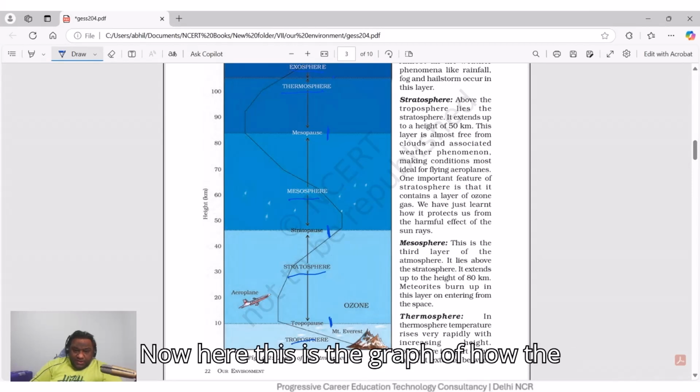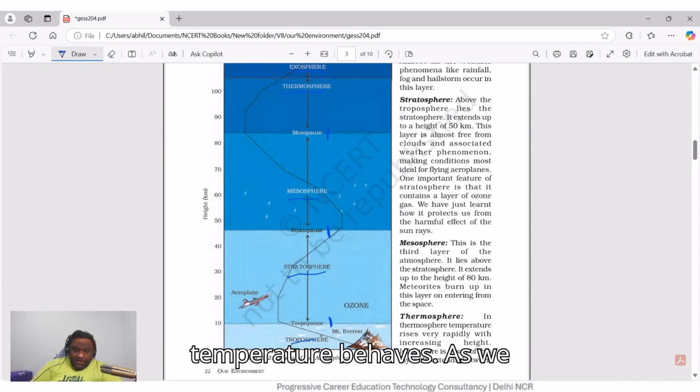Now here, this is the graph of how the temperature behaves. As we go up in the troposphere, the temperature decreases. It will decrease till you can see.